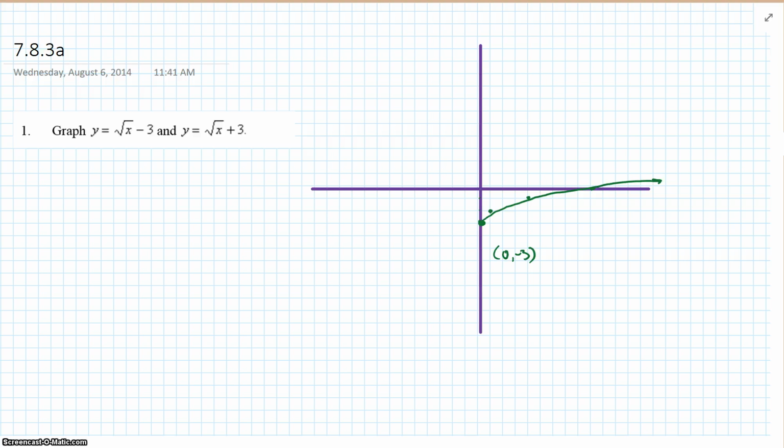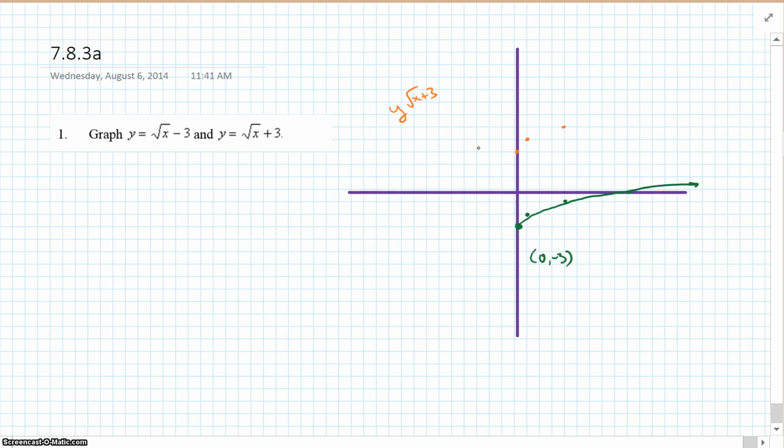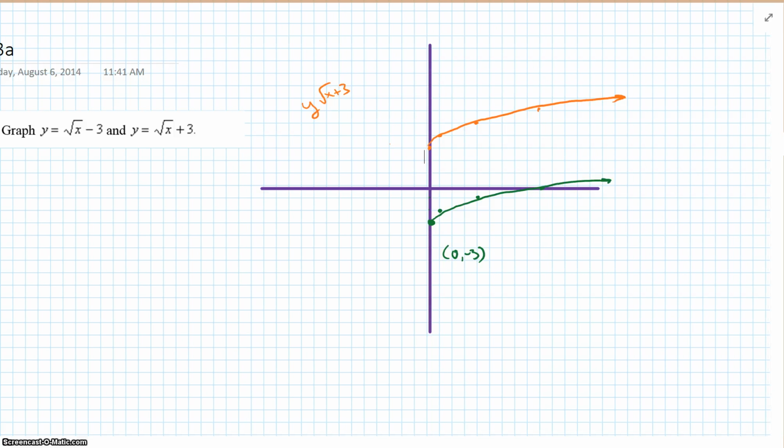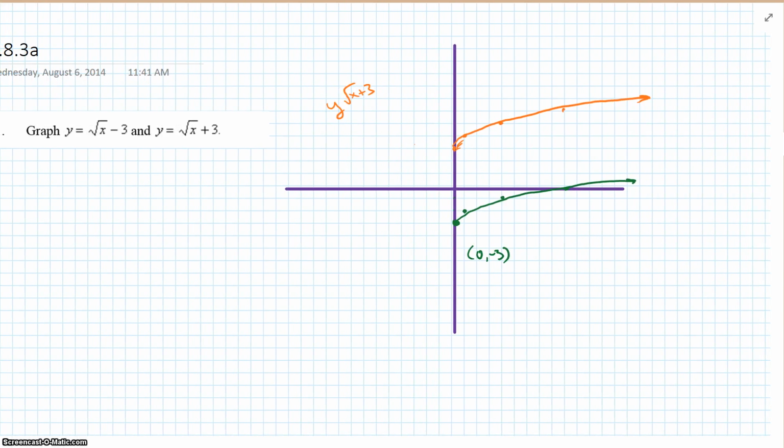Nice and easy. So now let's do y equals square root of x plus 3. Well, when x is 0, y is 3. So it's going to match the exact same coordinates, the exact same arc, but it's just going to be translated up 3 units. Okay? Easy enough.